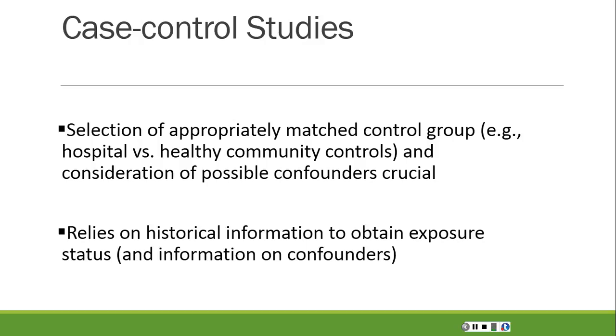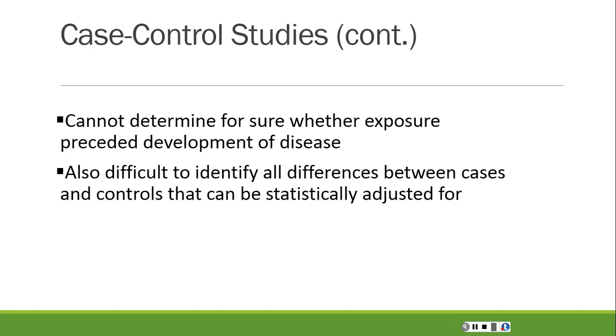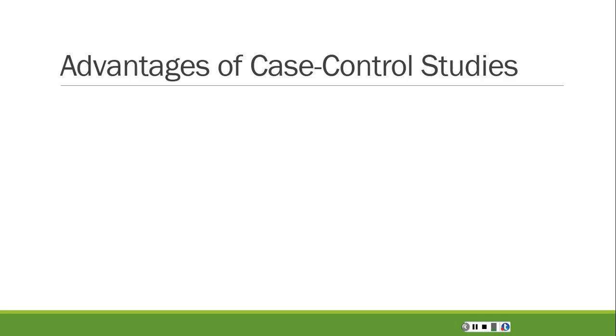In the newer medical systems, they're better at capturing this data, but looking back over time, it's very difficult to find information on smoking or alcohol exposure in the general patient population. With a case control study, you also cannot determine for sure whether exposure preceded development of disease. And it's difficult to identify all the differences between cases and controls that can be statistically adjusted for, just like in those cohort studies that I mentioned.